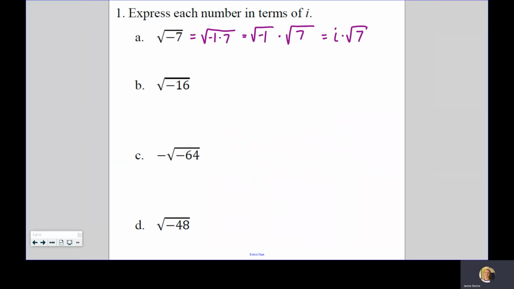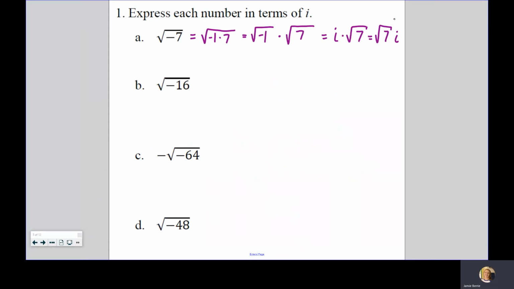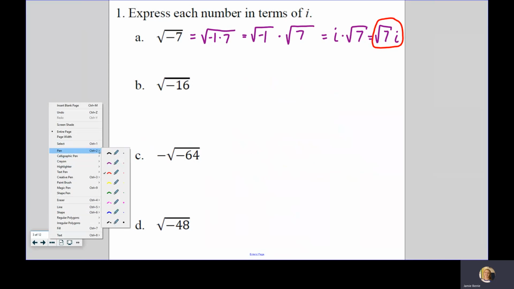Now, typically we write i at the end of an expression, so you may see this written as the square root of 7 times i. Notice that the i is on the outside of the radical, but either one of these is fine for me. But like I said, you may see it written this way because we typically write i at the end of an expression, sort of like putting the number as the coefficient on i.